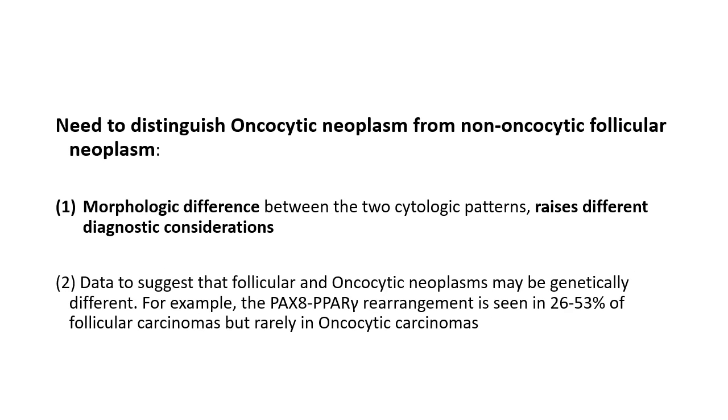So why do you need to distinguish oncocytic neoplasms from non-oncocytic follicular neoplasms? First, because there is a morphologic difference between the two entities. So this raises different diagnostic considerations. The differential diagnosis is different between the two entities. And secondly, there is data to suggest that follicular and oncocytic neoplasms may be genetically different. Like PAX8-PPAR gamma rearrangement is seen in 26 to 53% of follicular carcinomas, but they are rarely seen in oncocytic carcinomas. So there is a difference between the two entities morphologically as well as genetically. So it is important to distinguish between the two.